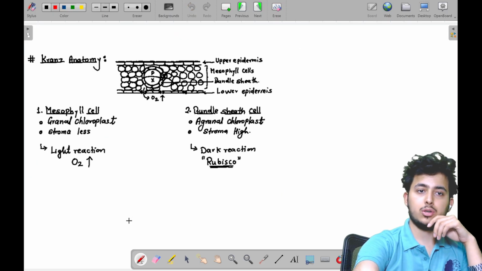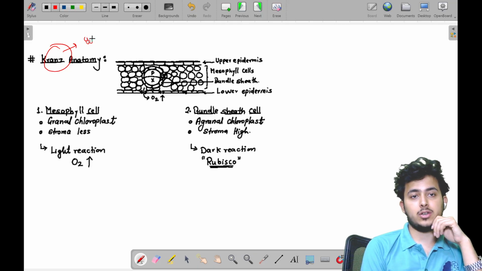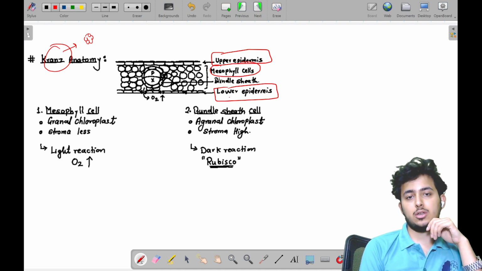Now if you come over to the Kranz anatomy part, I told you that this is nothing but a necklace kind of arrangement of cells. Here you basically have an upper epidermis and a lower epidermis. Between them, you have these mesophyll cells, and then you have these bundle sheath cells. The mesophyll cells are these circular cells, and the bundle sheath cells are these cells.